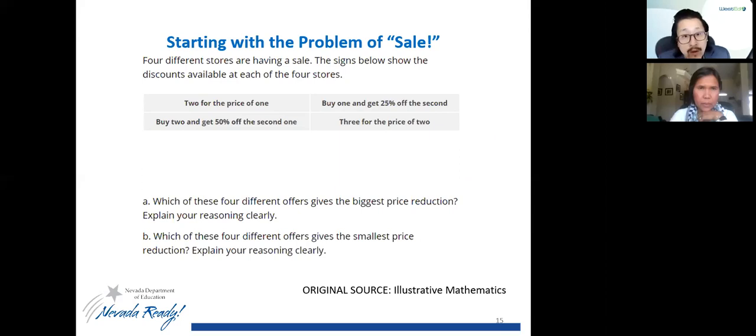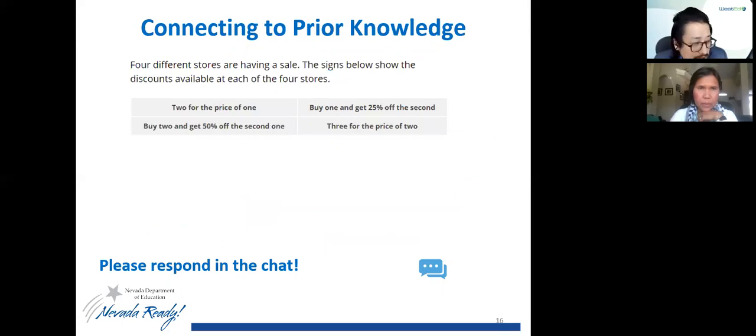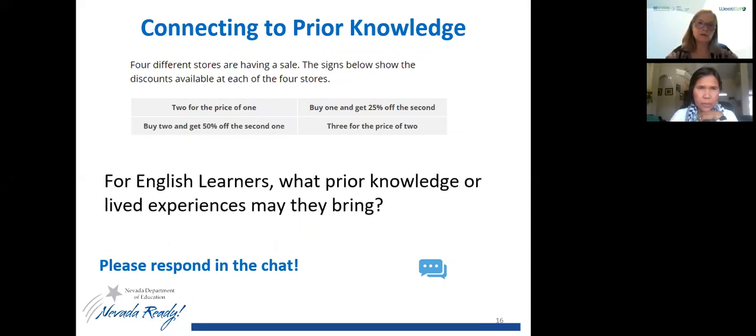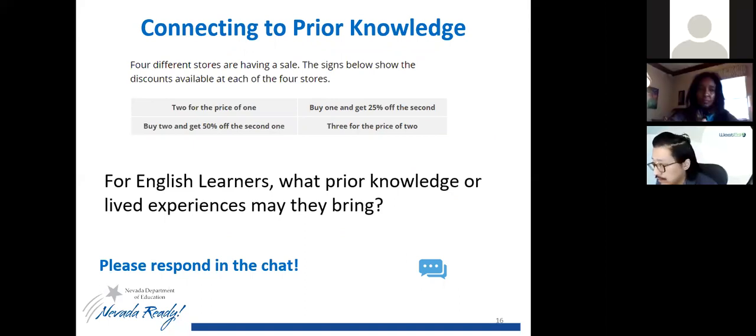And so in the spirit of guiding principle 1, which is to value students' assets and to make explicit connections with their prior but not prerequisite knowledge, I'm going to go ahead and ask you in the chat to please drop in a few ideas. What might English learners bring in terms of prior knowledge or lived experiences to this particular problem? So please go ahead and drop in a few ideas into the chat. And as you do that, I'll explain what I mean by prior but not prerequisite knowledge.